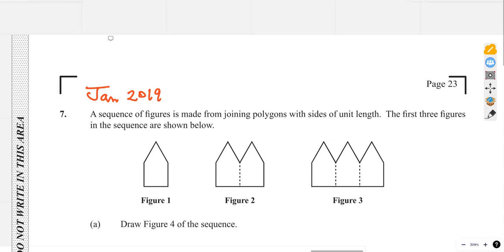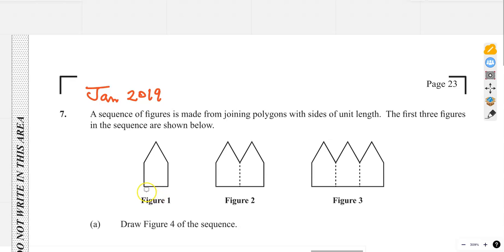So in this revision session, we're going to look at the January 2019 booklet. A sequence of figures is made from joining polygons with sides of unit length. The first three figures are shown below. So we have figure 1, figure 2, and figure 3. Now there are certain things that we can observe about these sequences.